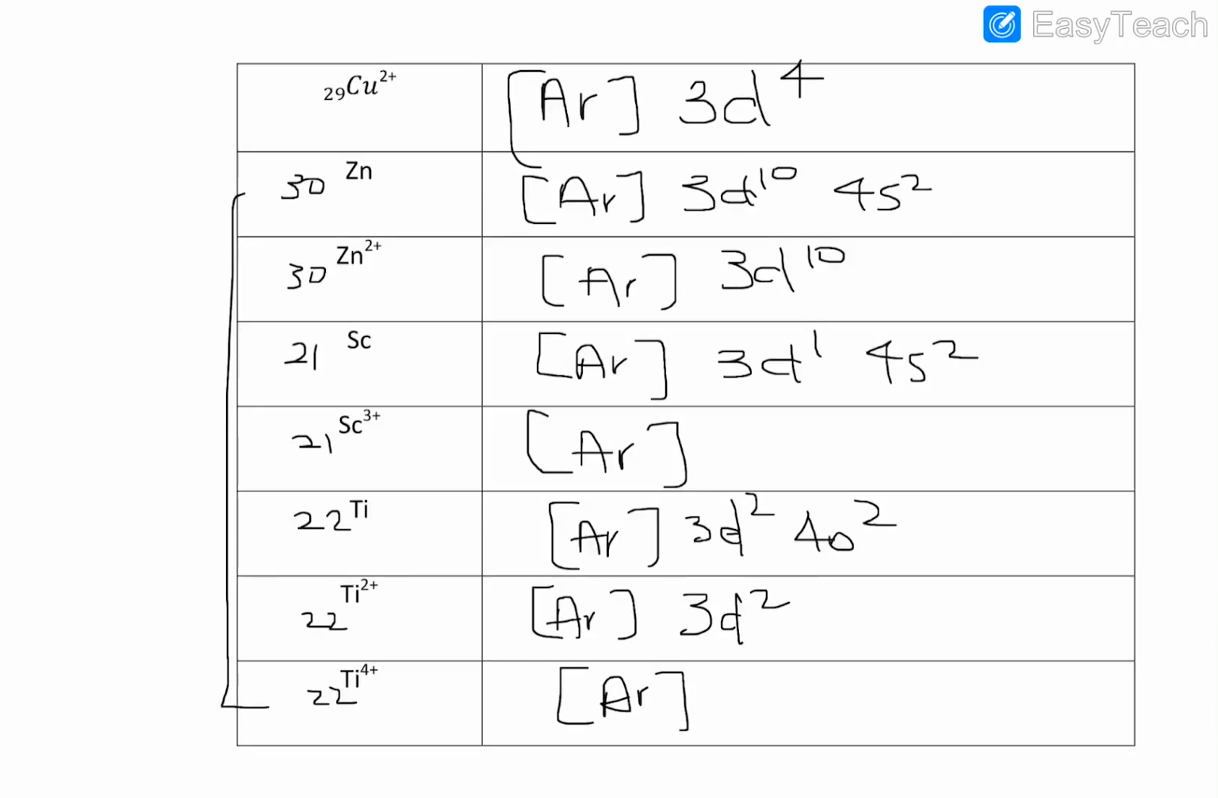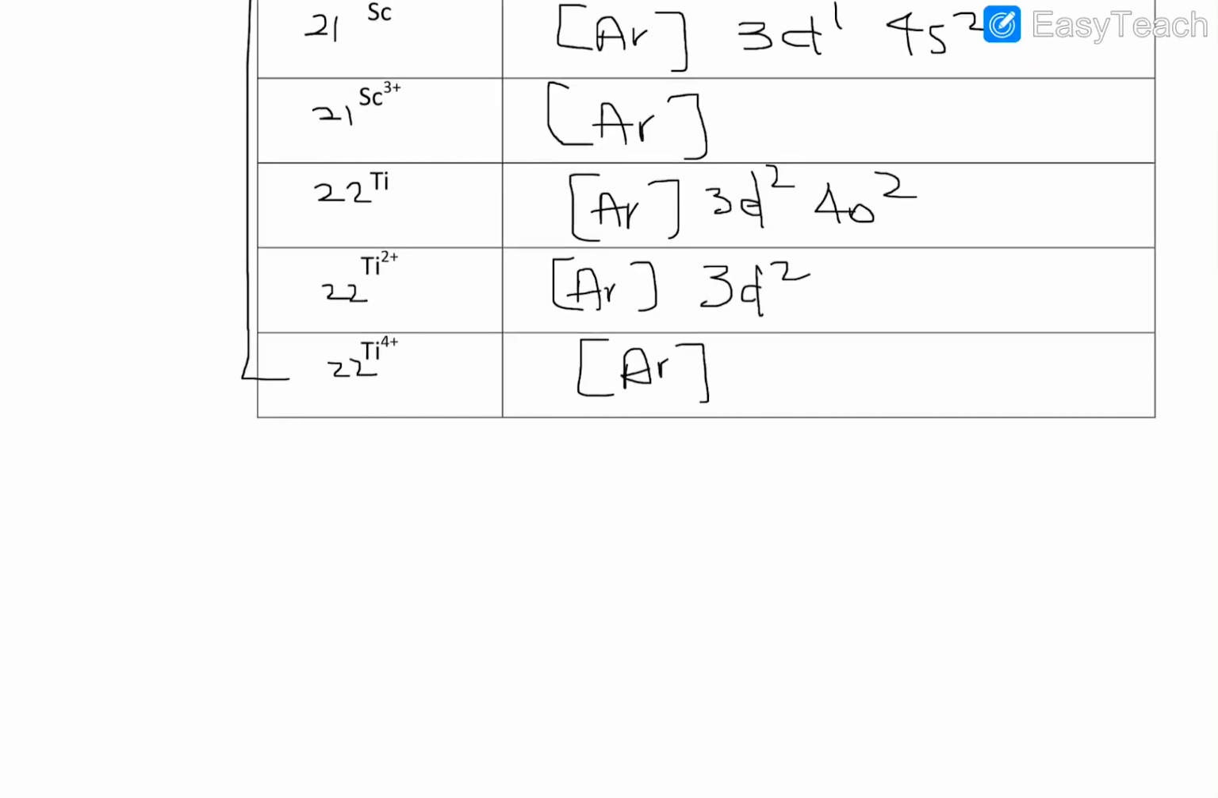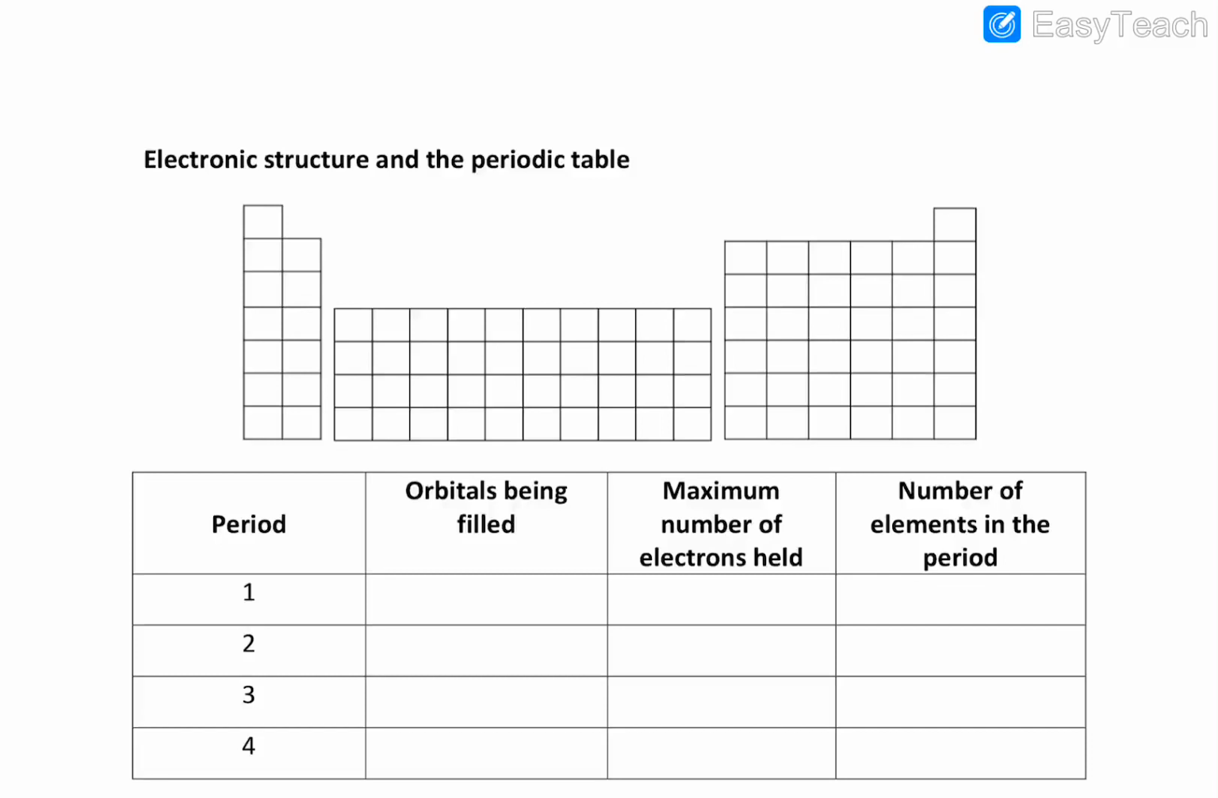Okay, so check your answers. Now you can write Ar, or you can write that in Ne, which is 1s2, 2s2, 2p6. Okay, so you can write it in abbreviated form.